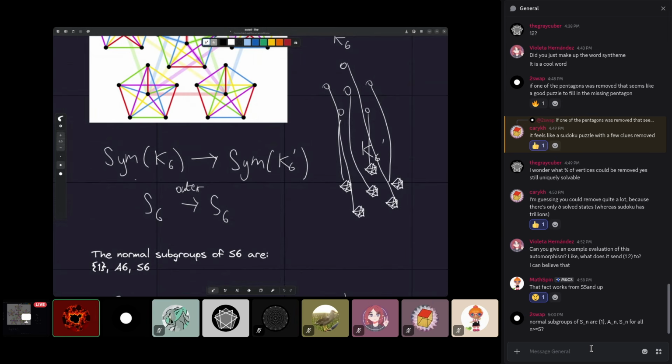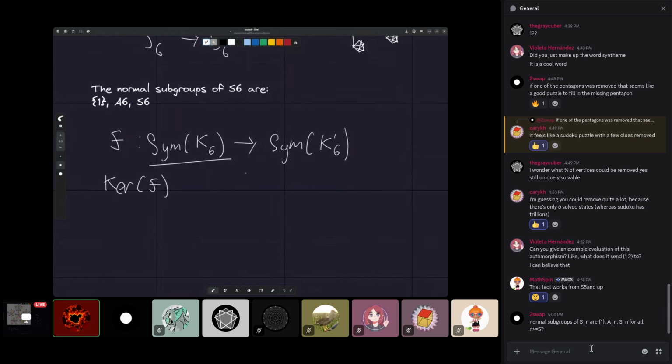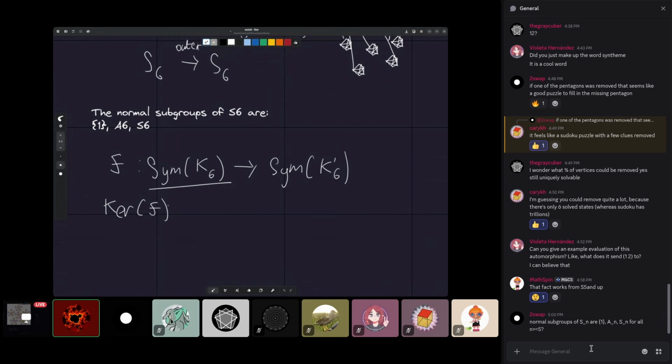And this is an isomorphism if and only if the kernel is trivial, i.e. like every permutation does something here. Because that's equivalent to being injective. And these two have got the same size. So you're injective if and only if you're bijective. So anyway, we want to figure out what the kernel of F is.